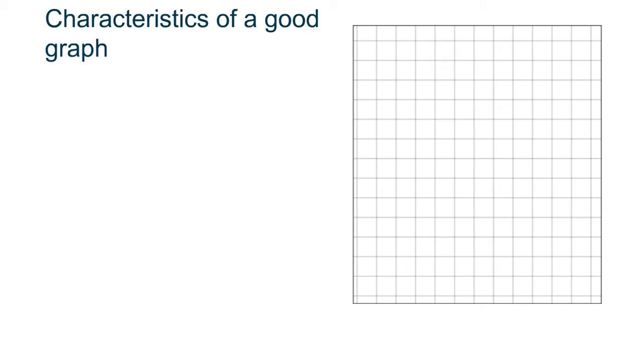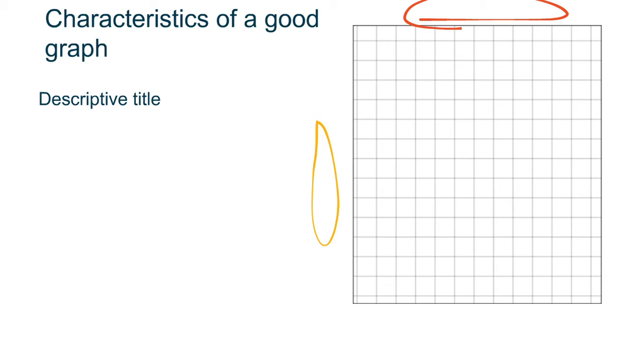So there are a few characteristics that all good graphs have to have. First things first is you have to have a title. Usually a good title will have what's going to be on the y-axis in relationship to what is on the x-axis. Your title should be descriptive of what your graph actually is.